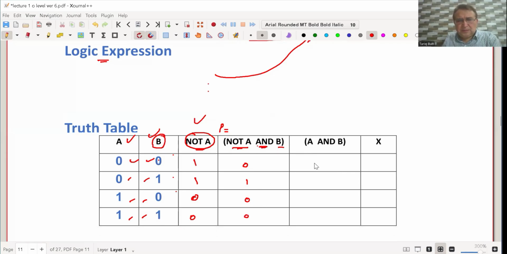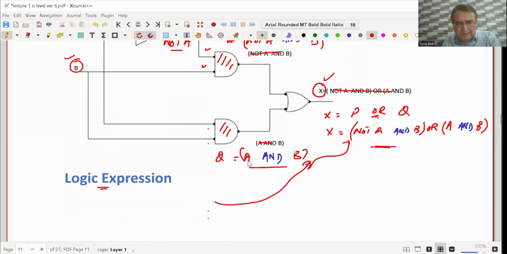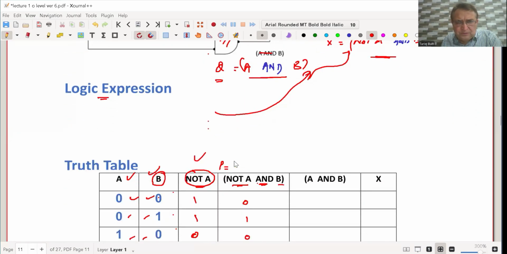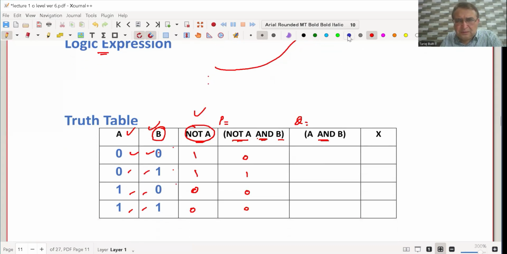That's it. Similarly, you go for the next, which is A and B, which you may call Q. So next column, A and B. For this, we have to AND A and B. Just AND these two columns. 0 into 0, 0. 0 into 1, 0. 1 into 0, 0. And 1 into 1 is 1.